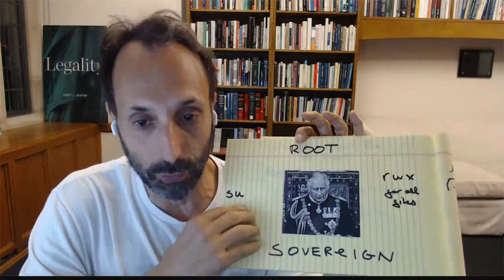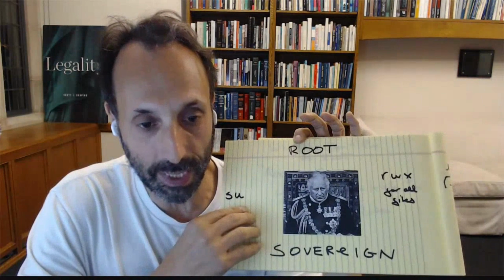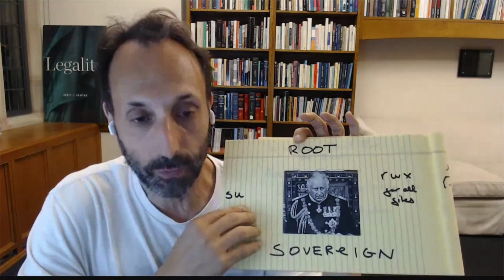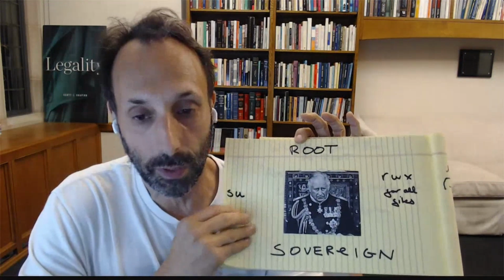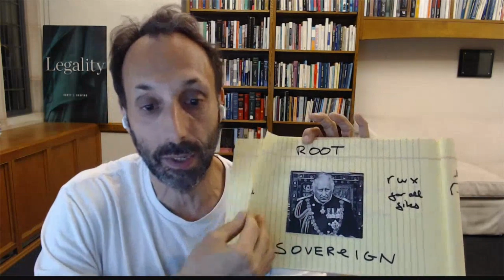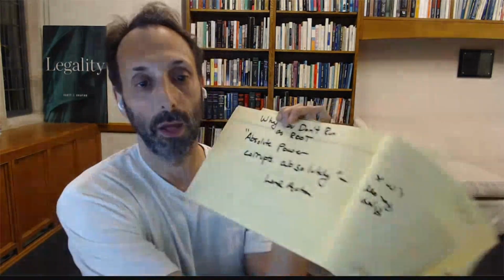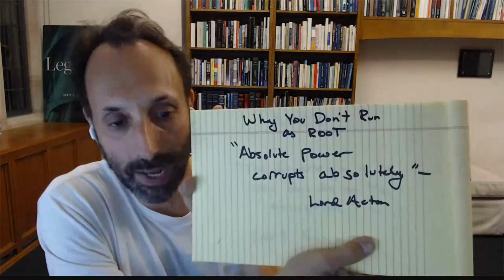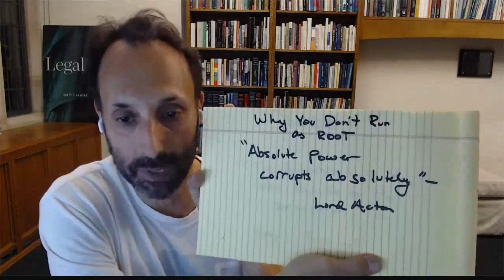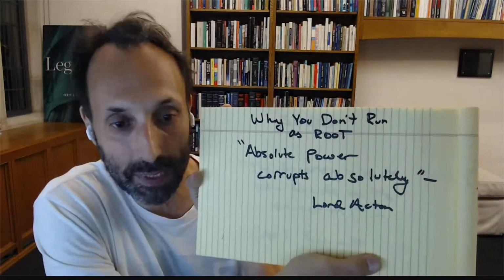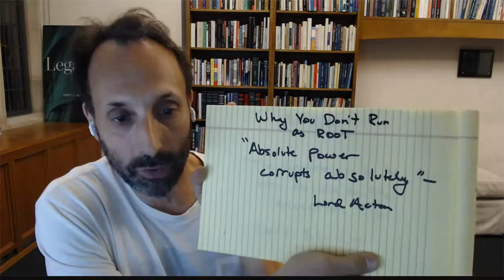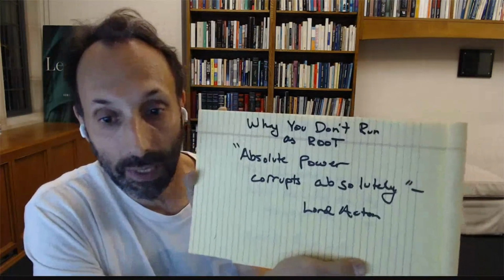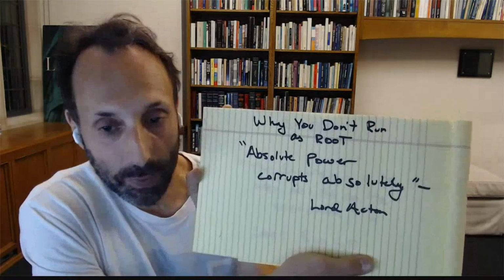The thing about root user is, as I said, the root is sovereign. The root can do whatever they want to do. Now, if the root user can do anything, then why don't we run as root? Well, we don't run as root because, as Lord Acton famously said, absolute power corrupts absolutely. And so what happens is that if you're going to operate as the root user, you're going to end up doing disastrous things because we all do disastrous things.